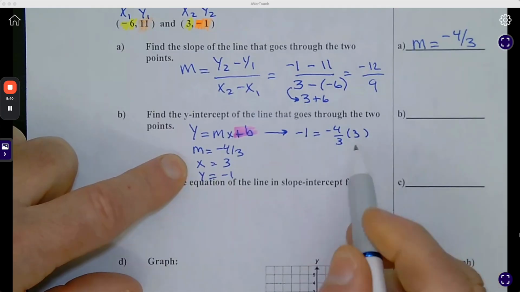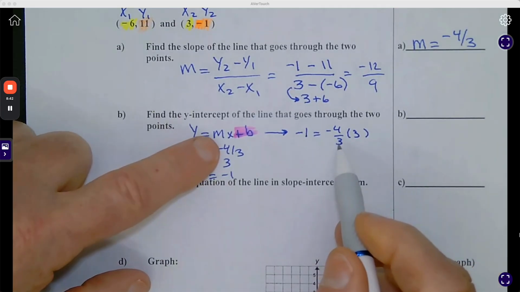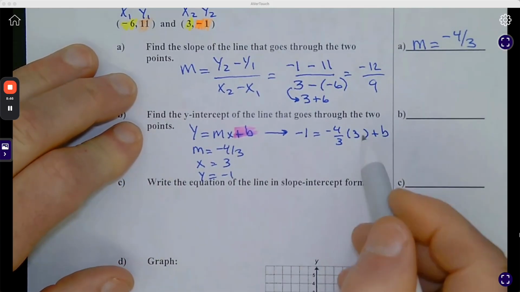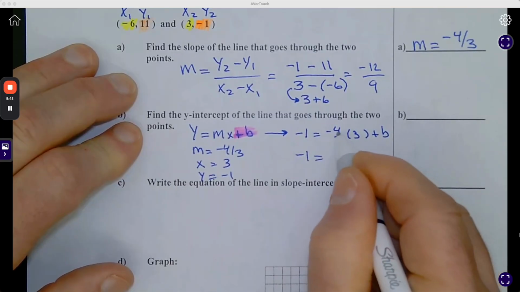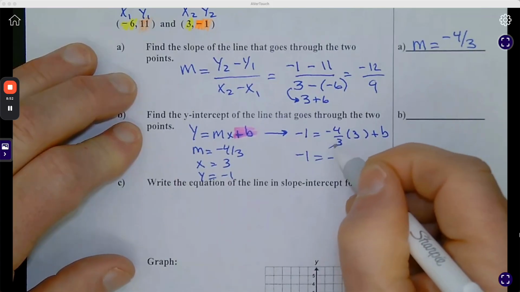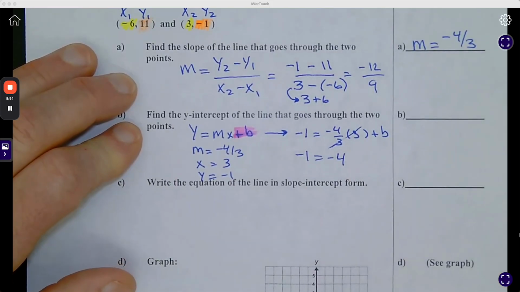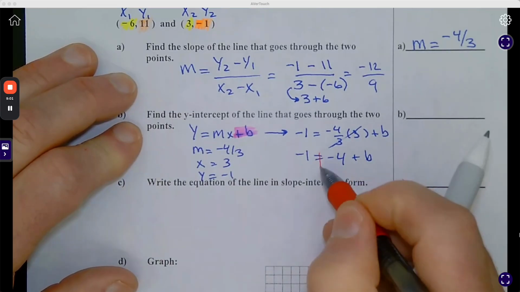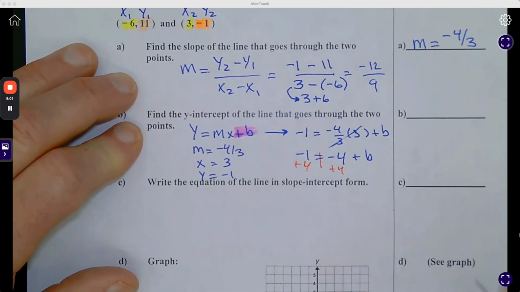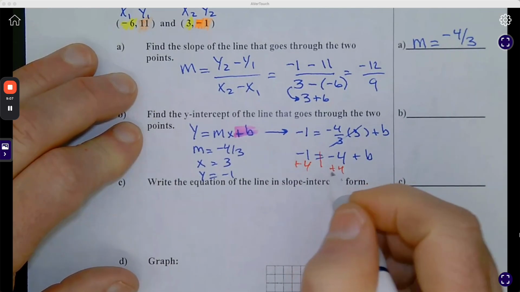Notice how I use parentheses because that's m times x. And that's what we're looking for, the b. Multiply by the top, divide by the bottom. So that's negative 12 divided by 3. That's negative 4. You might have also noticed that multiplying by 3 and dividing by 3 are inverse operations. Okay, and now we're going to go ahead and solve this equation. So add 4, and I get 3 equals b.